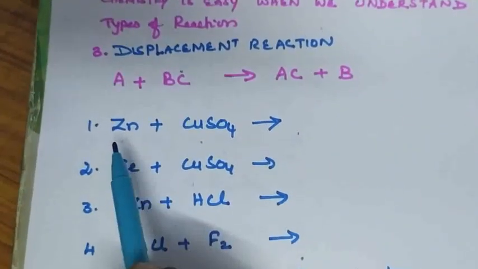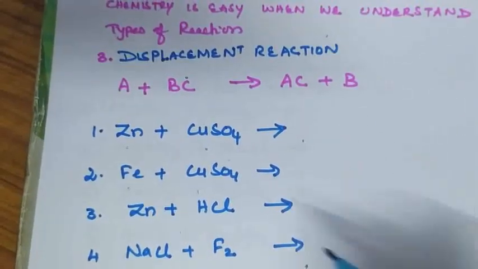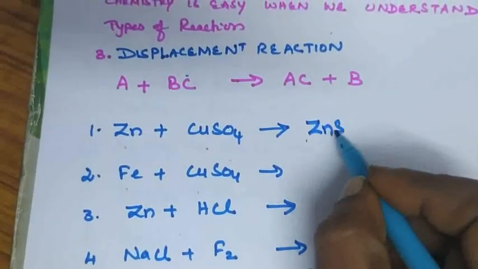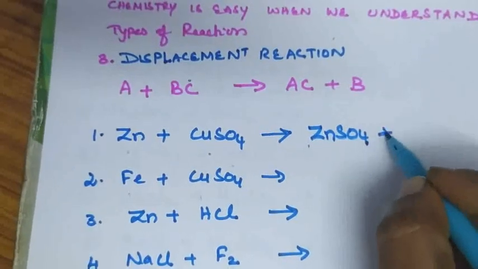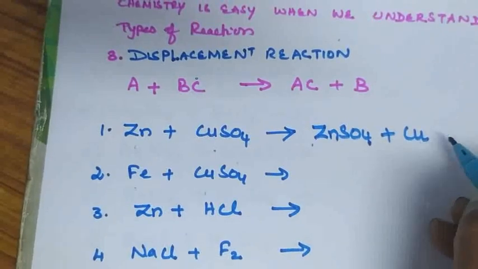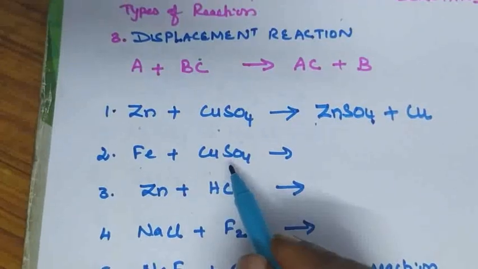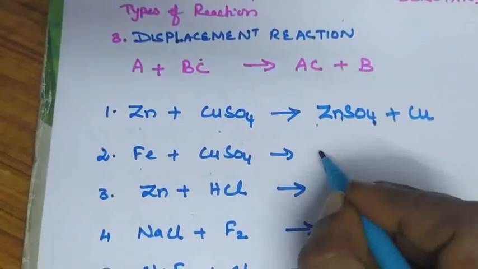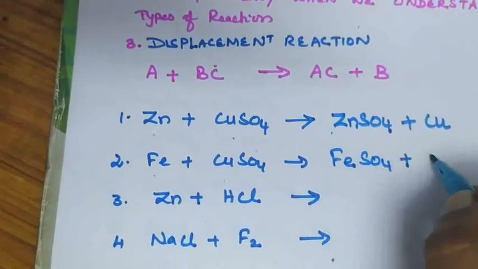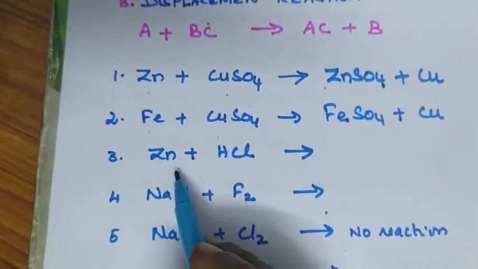Let us understand with example. Zinc plus copper sulfate. What will be the product? Yes, you are right. So it is zinc sulfate plus copper. Copper, see, element B, is released out. Now, iron plus copper sulfate. What is the product? We have iron sulfate plus copper. Again, copper is released.